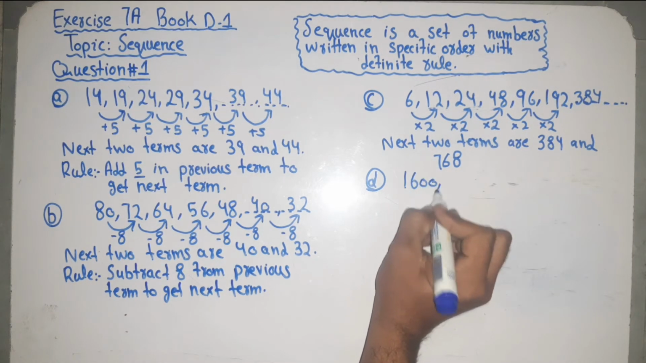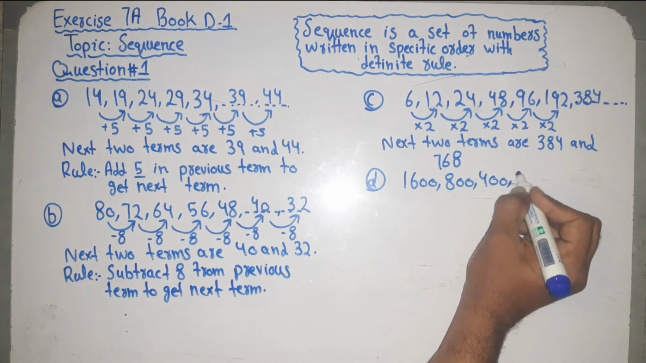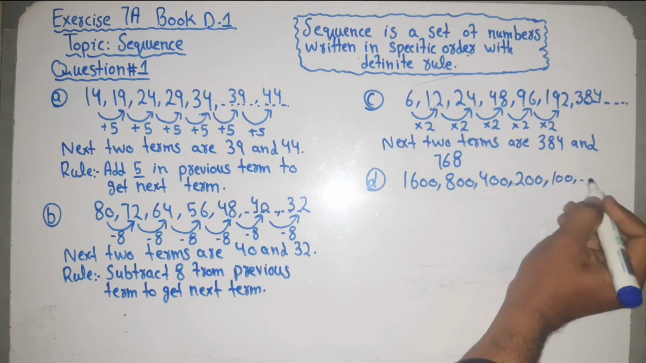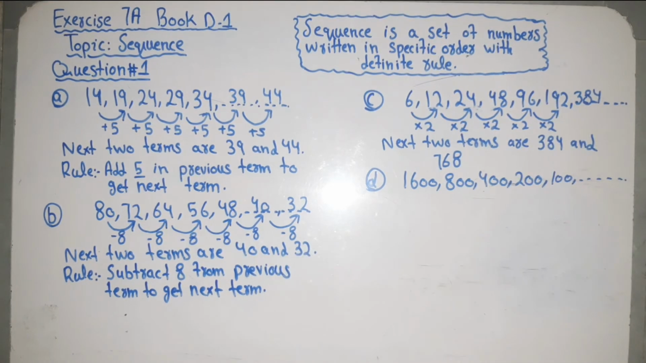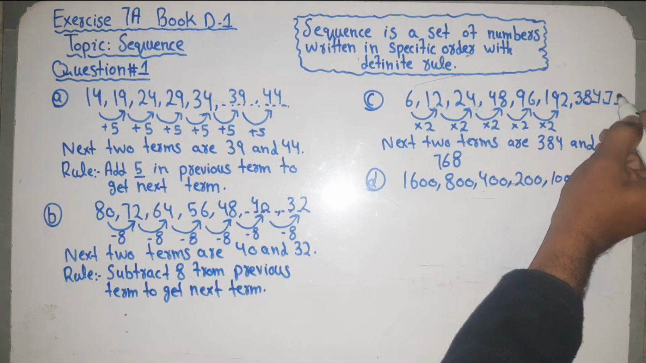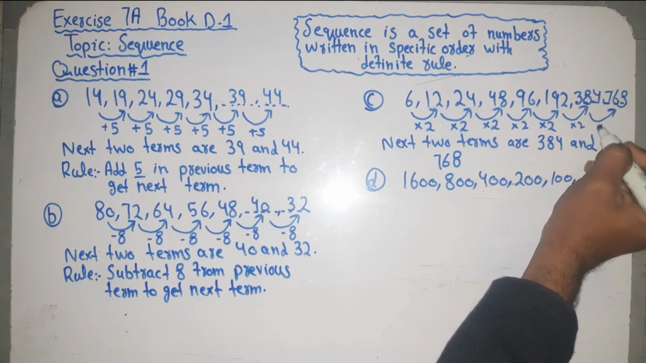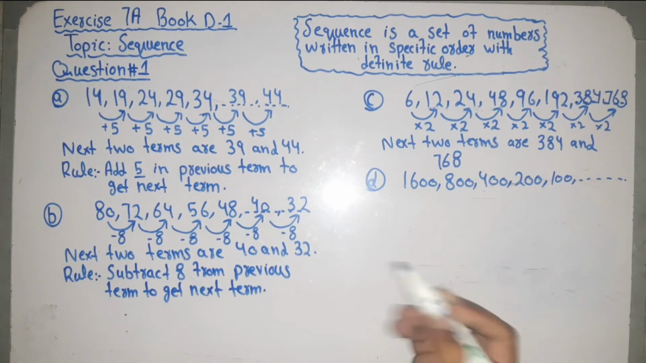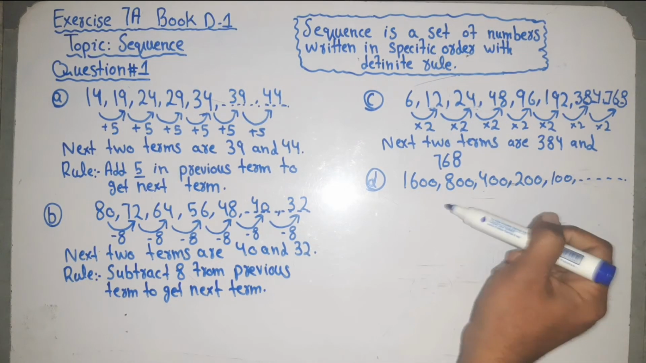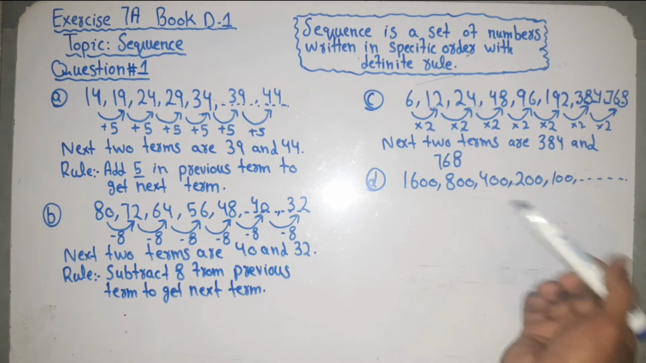1600, then we have 800, then we have 400, then 200, and then 100, and so on. Okay, so now I will write this here as well so that you can copy it as it is: multiply by 2, multiply by 2. Now in this question, first of all we have to check whether this sequence is increasing or decreasing. This sequence is decreasing, so it means we have to subtract or divide.